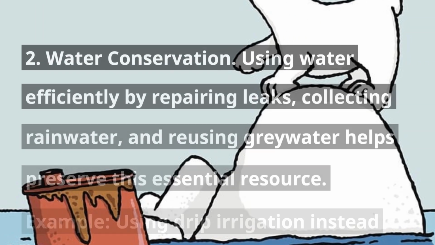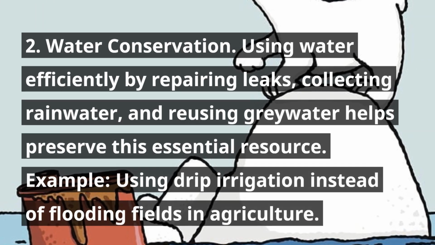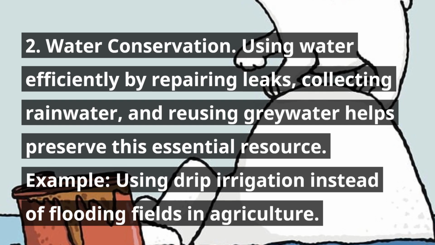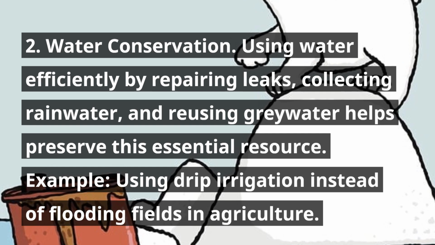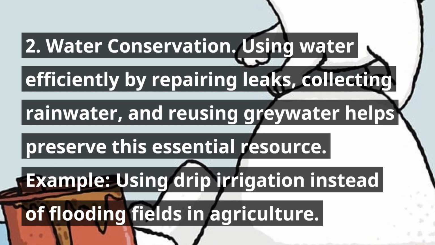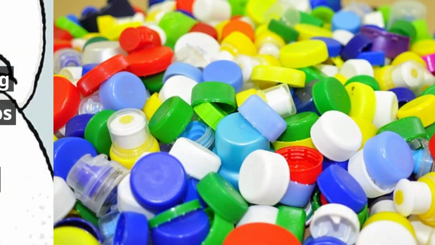2. Water conservation. Using water efficiently by repairing leaks, collecting rainwater, and reusing greywater helps preserve this essential resource. Example: using drip irrigation instead of flooding fields in agriculture.